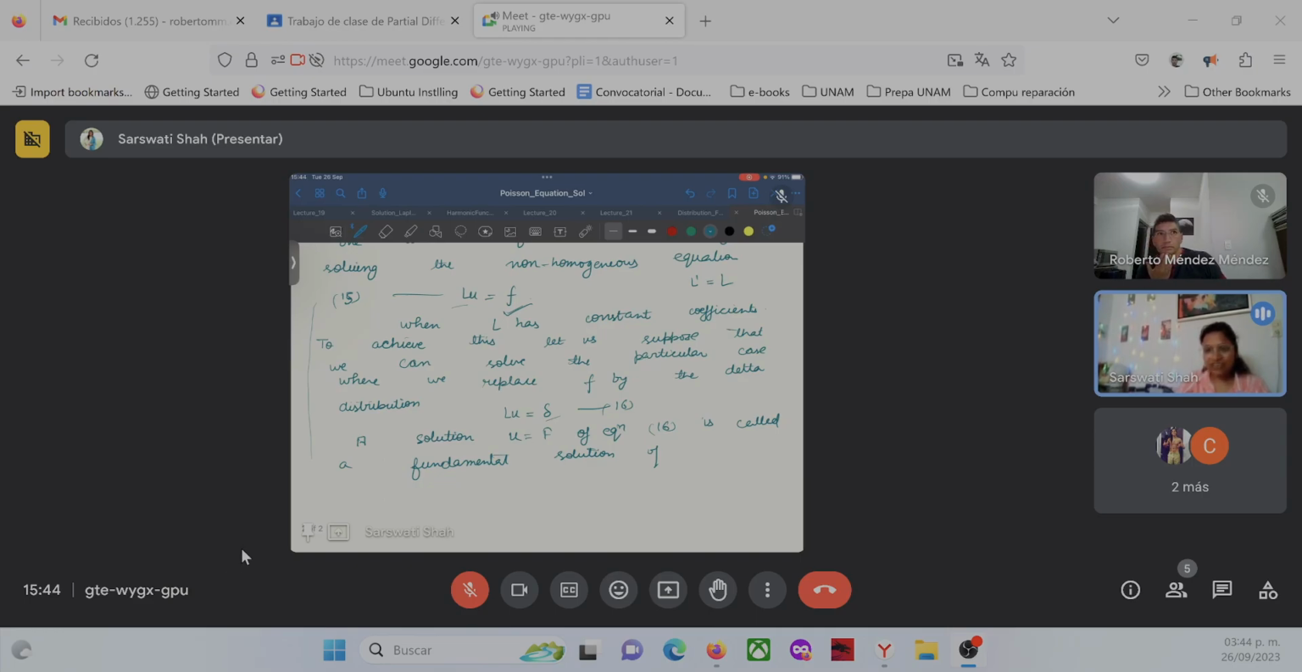So just take this non-homogeneous equation Lu equals F and replace the non-homogeneous term F by delta. Then a solution u equals capital F is known as a fundamental solution for L, like for this and for this as well. Now you need to keep one thing in your mind for this non-homogeneous term. If it is any kind of non-homogeneous term, we are just replacing it with a delta function.